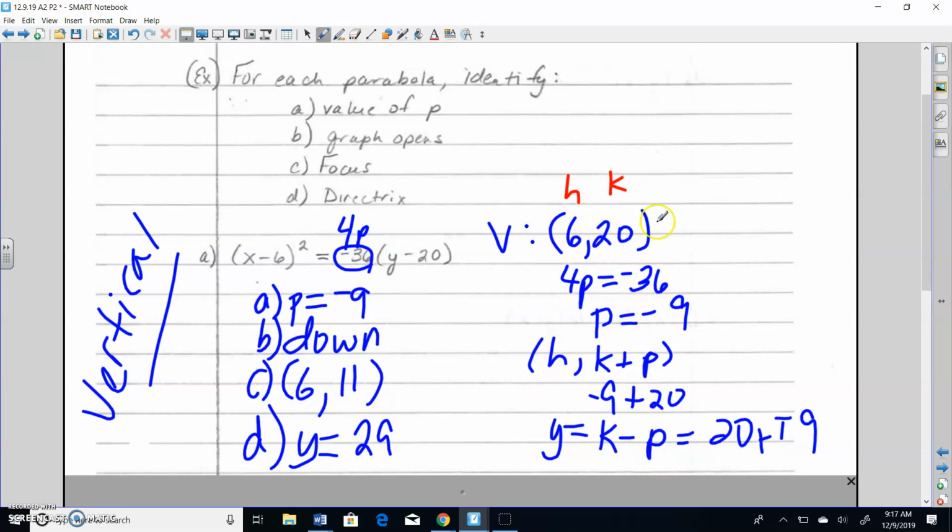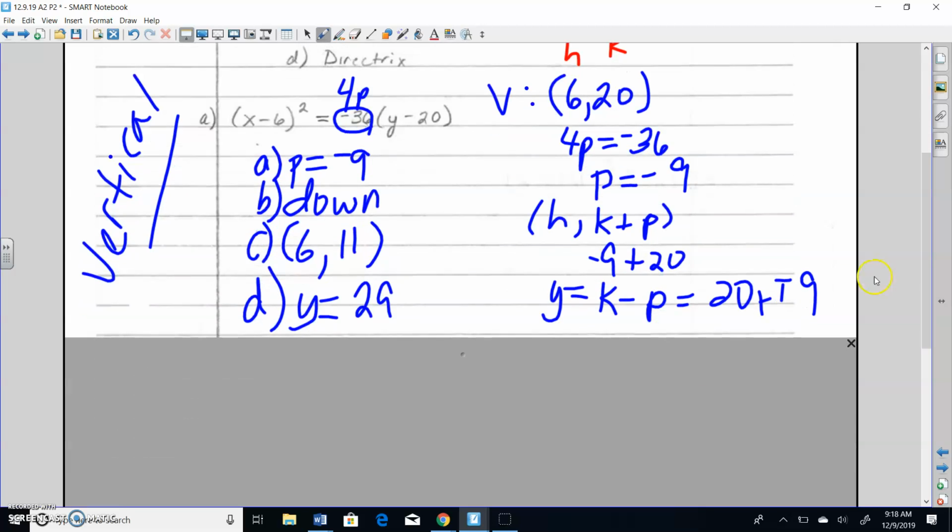So we identified the vertex, so we could identify h and k. And then found the value of p. So whatever this is equals 4p, and then divide by 4. It's a vertical line because the p was negative. It opens down. We found the focus by taking h, k plus p. The directrix by taking the equation y equals k minus p. All right, let's move on to the next one.